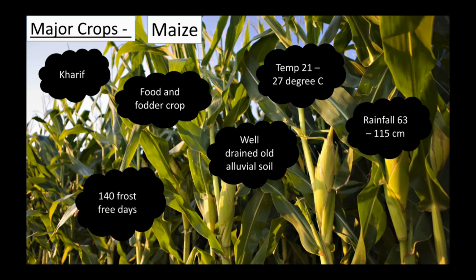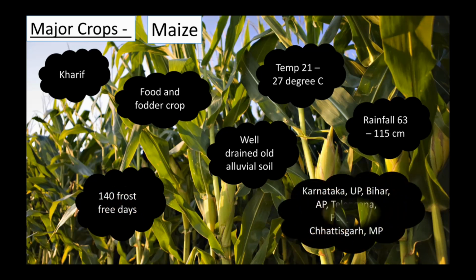Nowadays, maize production has increased with application of modern inputs like HYV seeds, irrigation, modern tools, modern machines, isn't it? In India, the crop is grown mainly in Karnataka, UP, Bihar, Jharkhand, AP, Telangana, Punjab, Chhattisgarh and MP.